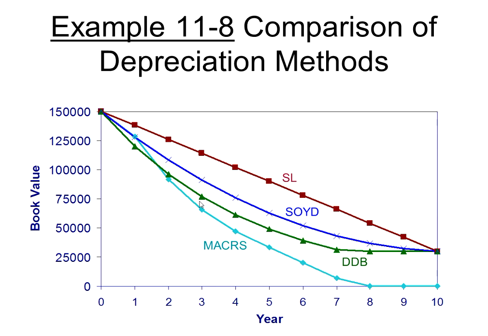Again, this is the modified accelerated cost recovery system. It's probably one of the most advantageous in terms of the tax benefit.